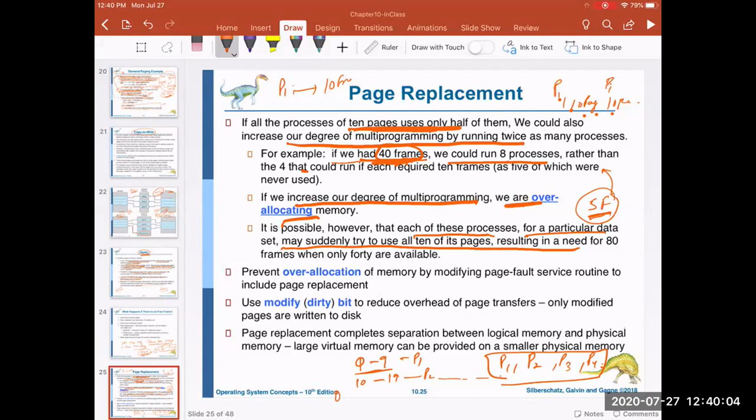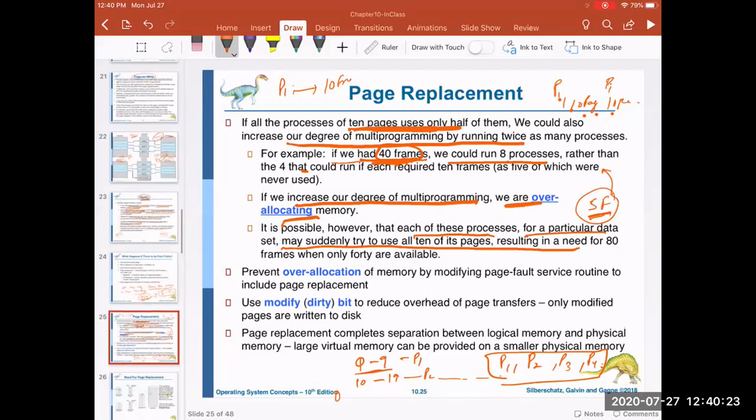And what would be done in that case? If your memory is already fully allocated to the processes, and then there is a request by an additional process, because there is no free frame, it would be managed by a page replacement algorithm. So we need a page replacement algorithm for it.